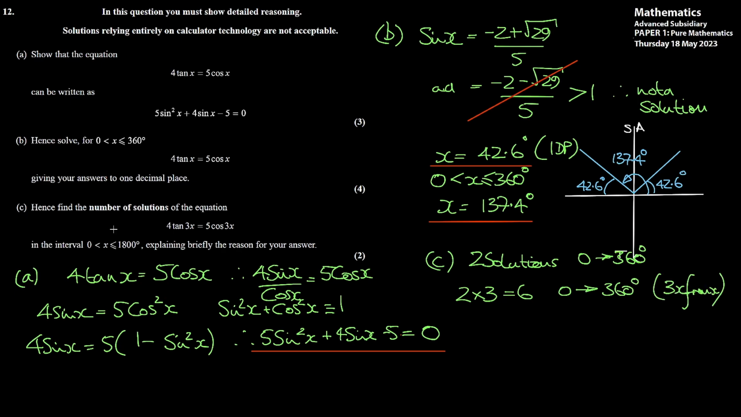And now if you look at the range has gone up 5-fold from 360 degrees right up to 1800 degrees. So the number of solutions must be 6 times 5, which is equal to 30, and we're talking now of 0 degrees up to 1800 degrees. And that will be your answer.